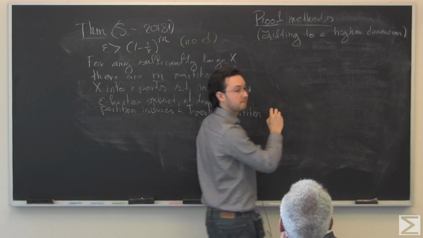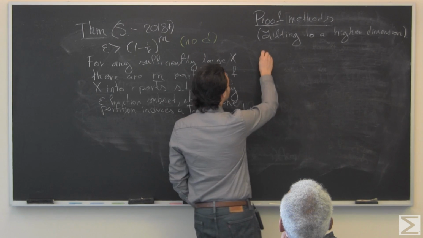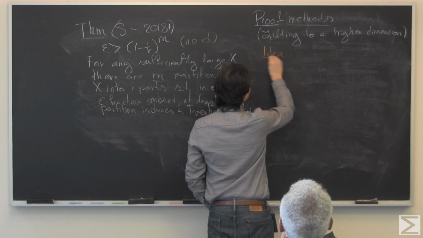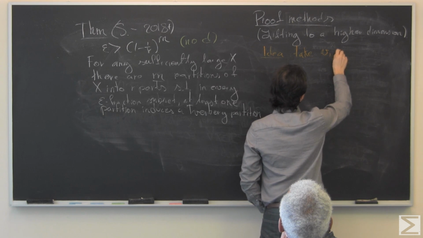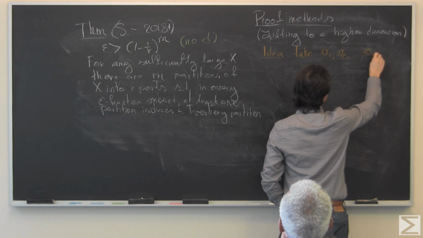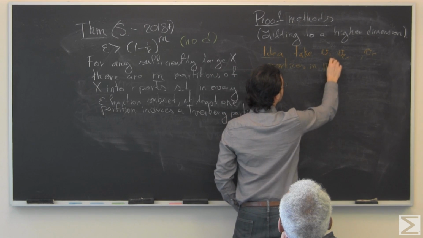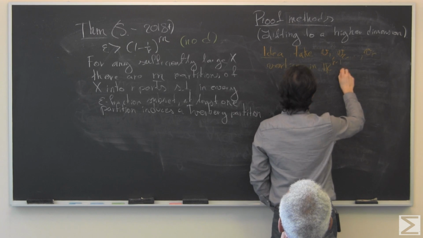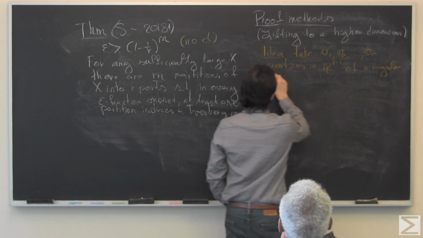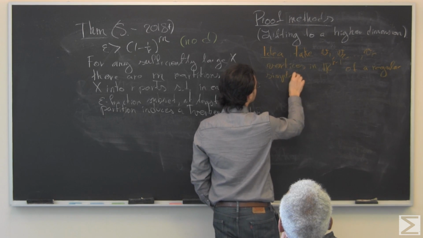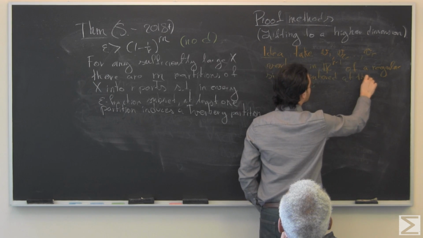So some kind of polarization? A tensor product. Yeah. So the idea is to take v1, v2 up to vr, vertices in a real space of dimension r minus 1 of a regular simplex centered at the origin.